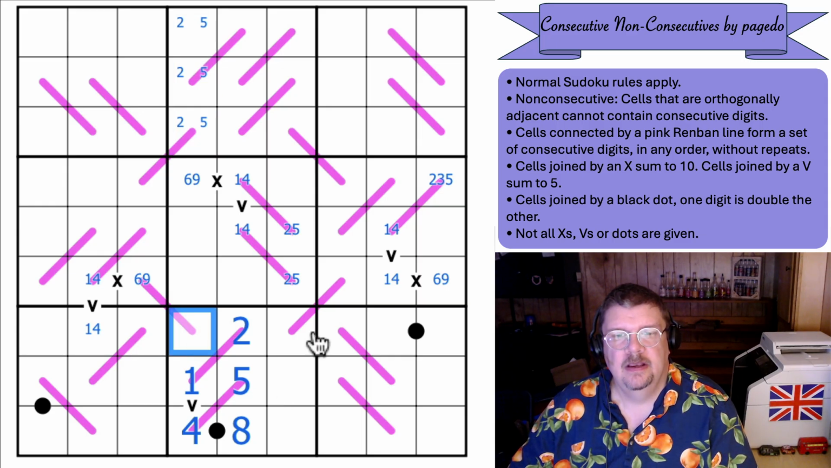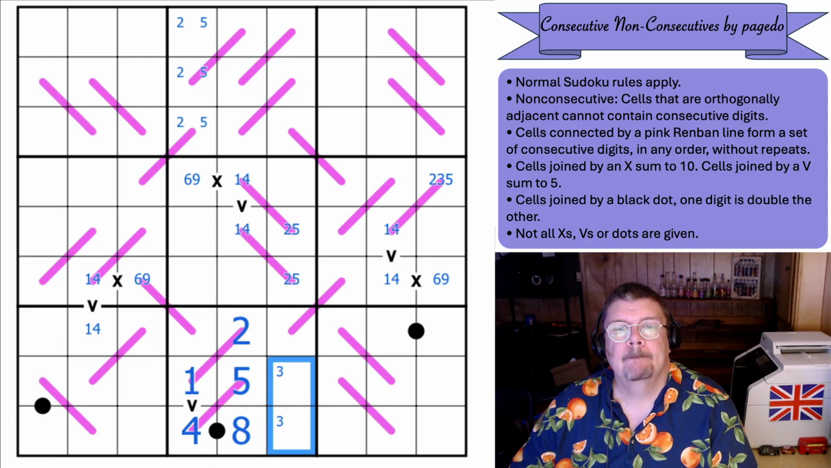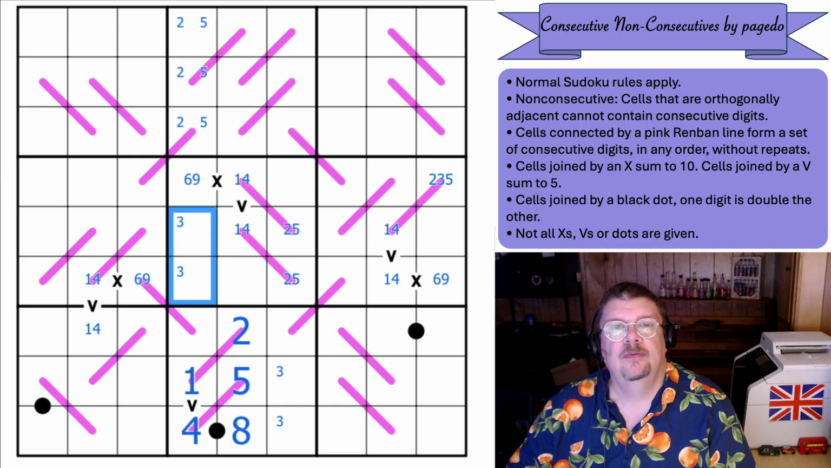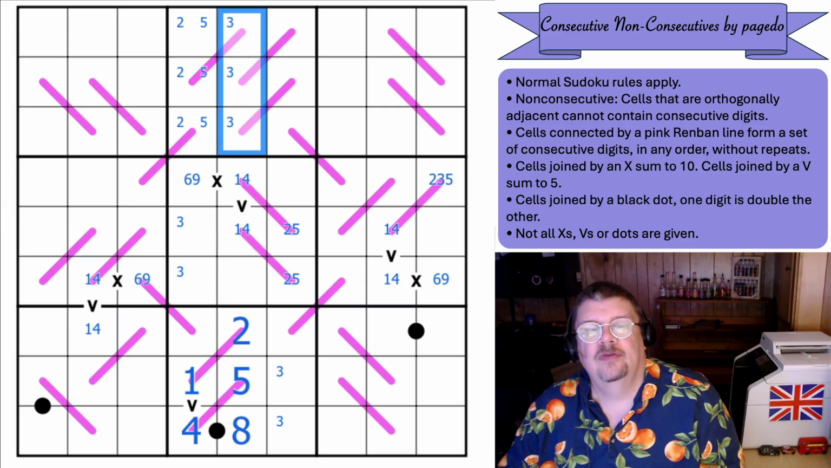3 can't go here, or it will be consecutive with the 2, so 3 is in one of these two. 3 can't go there. 3 can't go here, because if this were a 1, 2 pair, then it would be consecutive with this 2. If it were a 4, 5 pair, it would be consecutive with this 4. So 3 must go in one of those two. That means that 3 is in one of those.